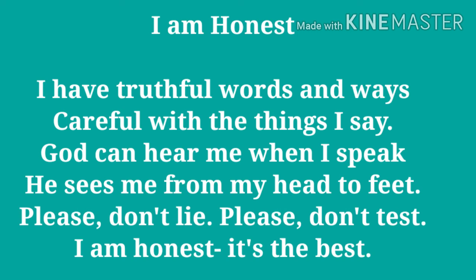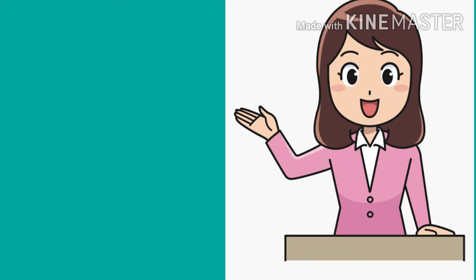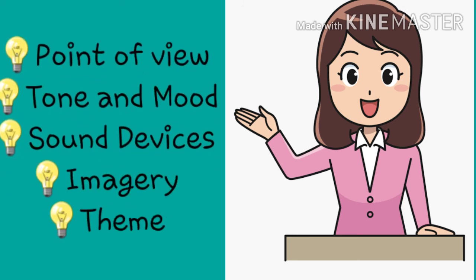What do you think is the message of the author? That's right. The message here is for us not to tell a lie, or it tells us to be honest. Those are the 5 elements of poetry. Let us recall. The 5 elements of poetry are the point of view, the tone and mood, the sound devices, imagery, and the last one is the theme.